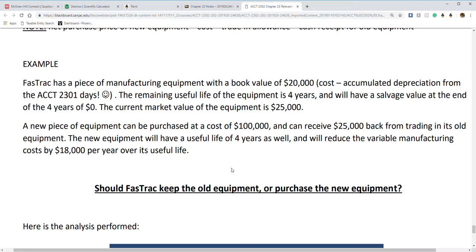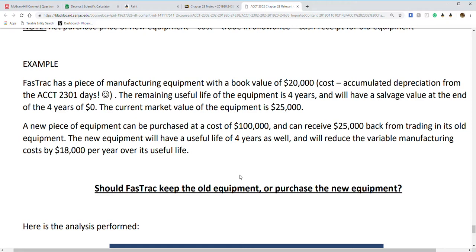Anyway, so fast track. Again, they have a piece of manufacturing equipment with a book value of $20,000. And in case you need to remember, book value is cost minus accumulated depreciation. That comes straight from those good old 2301 days in financial accounting. So, the remaining useful life of the equipment is 4 years, and we'll have a salvage value at the end of 4 years of flat out 0. The current market value for the equipment is $25,000.